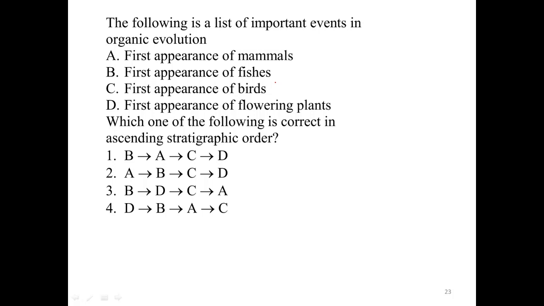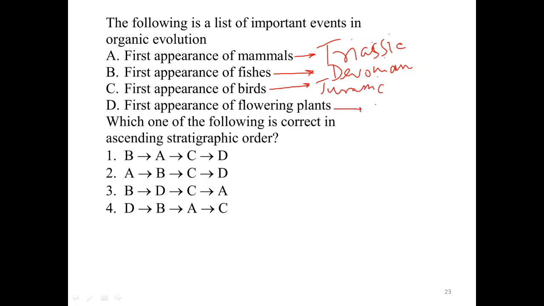So when did the first mammals appear? Does anyone know? The first mammals appeared during Triassic. Yes, during Triassic. When did the first fishes appear? They appeared during Devonian. What about birds? They came in Jurassic. And what about flowering plants? They came in Cretaceous.